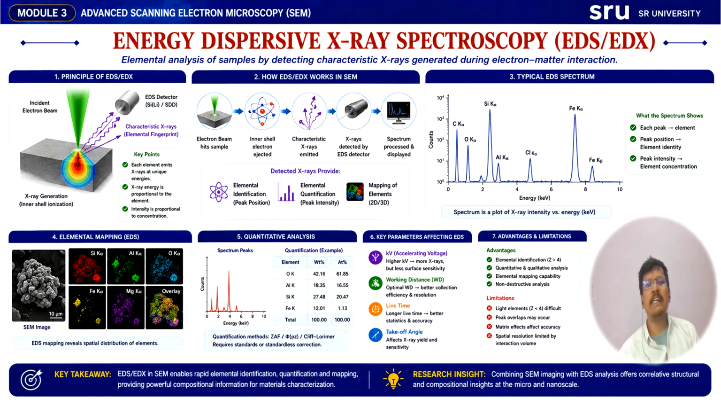However, the EDS has some limitations. Light elements such as hydrogen and helium cannot be detected effectively. The quantitative analysis may also be influenced by surface roughness, sample geometry, and detector efficiency.